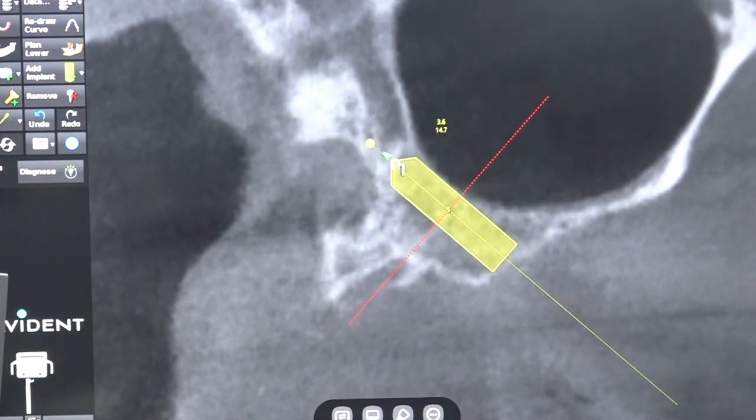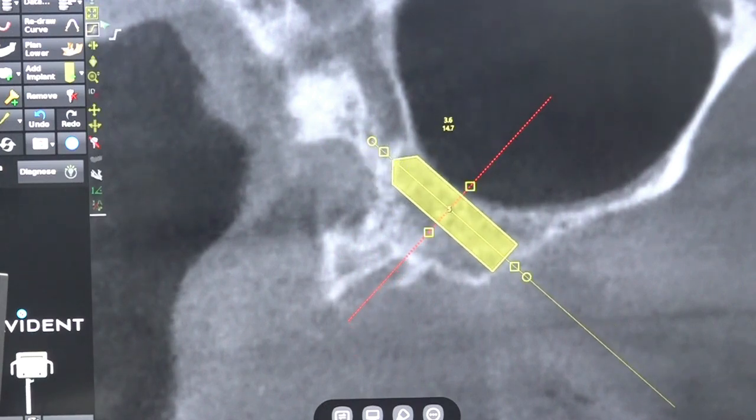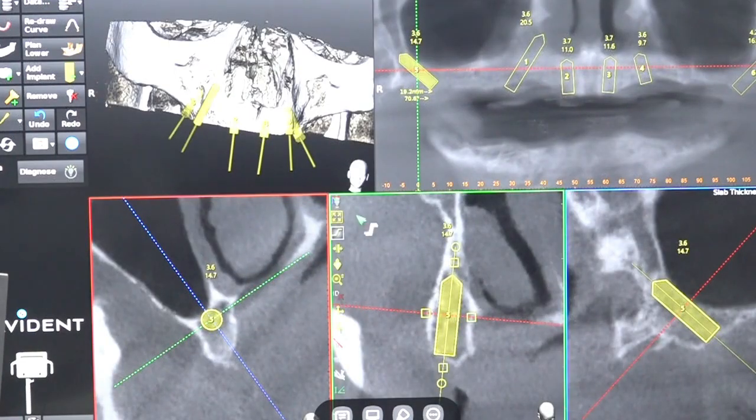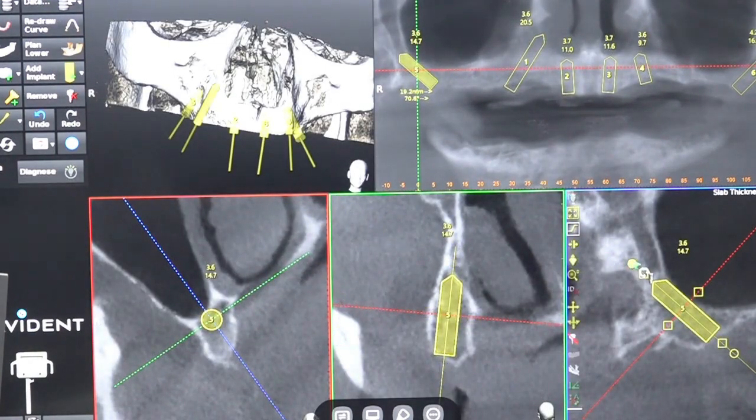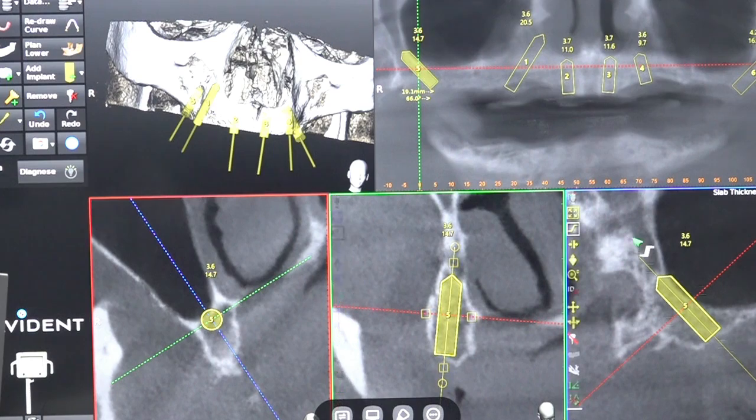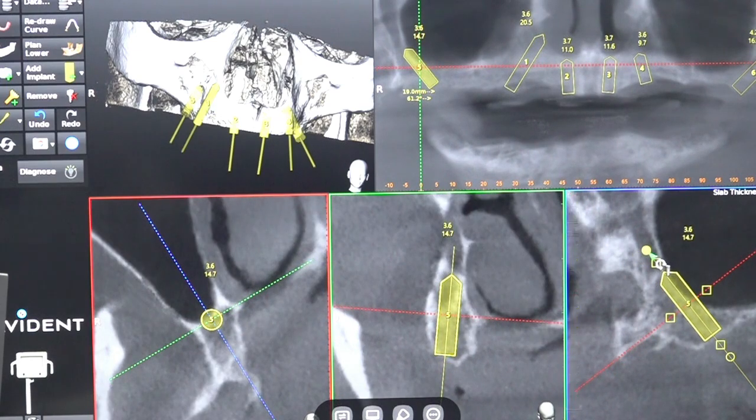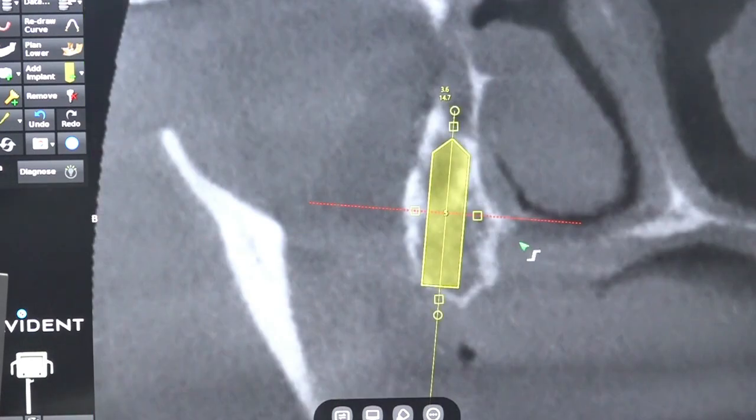So the more vertical you are placing, the more you are into the canal space, the descending palatine canal. So this is a descending palatine canal. We'll see.